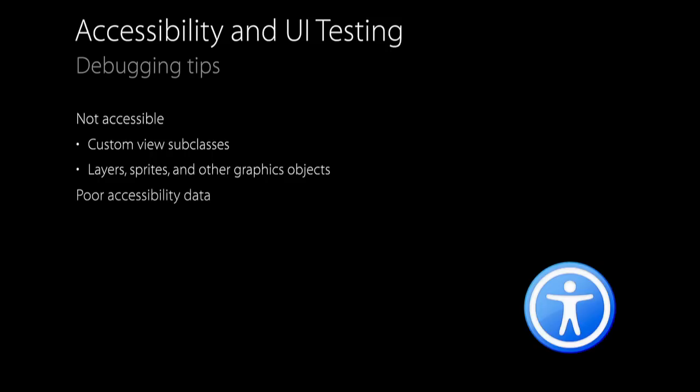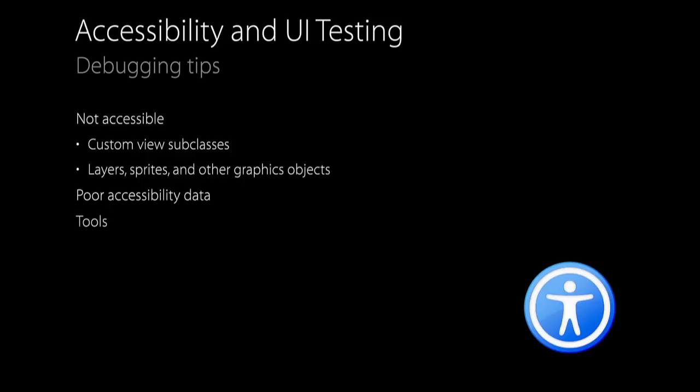Sometimes you'll need to do some debugging. An element may not be accessible, may not be showing up for you even when you're using recording. That could be because it's a custom view subclass that might not be accessible by default. Or it's actually not a view, it's a graphics object in a lower level graphics subsystem, such as a layer or a sprite or that sort of thing. In other cases, the element's visible but has very poor accessibility data. So all those table cells I was looking at in the containment query, partly that might have gone away if the cells themselves had better accessibility data.